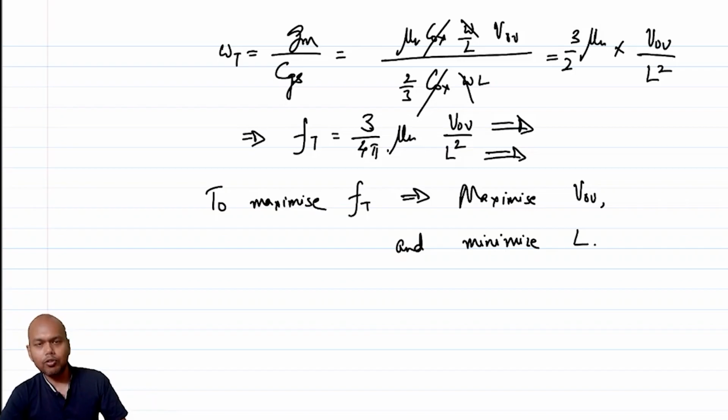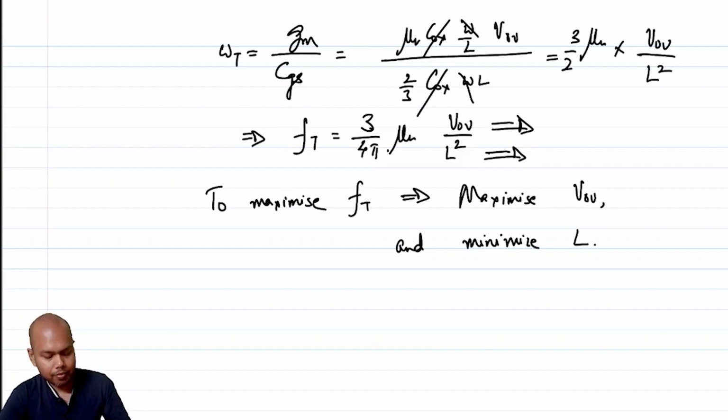If the foundry is, let's say, giving you a 60 nanometer minimum L, you always have the option of using 120 nanometer or 180 nanometer or higher, but you should not do that, because basically you see that increasing L has a seriously bad impact on the transit frequency of the transistor.